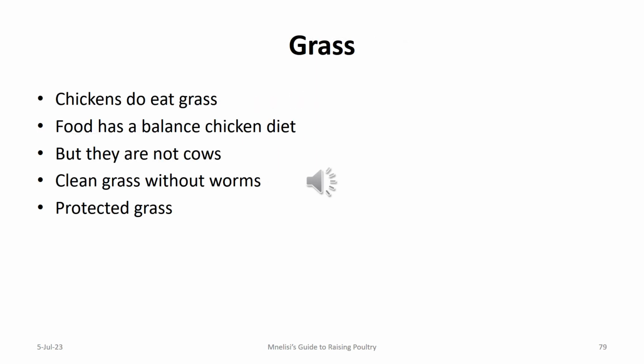The grass. In the intro of this DVD, we spoke about pastured chickens. Now we know that chickens do eat grass. Let me point out that there are many kinds of grasses. Chickens cannot eat all kinds of grasses. You need to make sure that your chicken has access to clean grass. Chickens are not cows, but they do eat grass. My advice to those people that are affected by higher feed prices is to try and cut down the cost by feeding chickens grass plus the proper chicken feed.